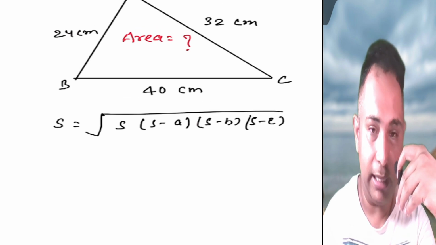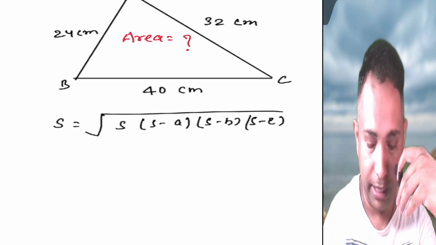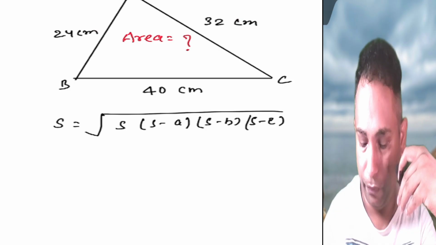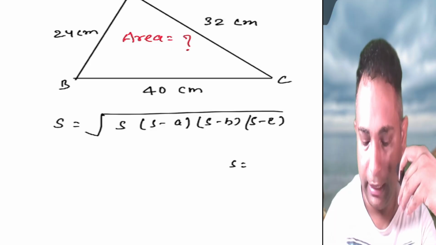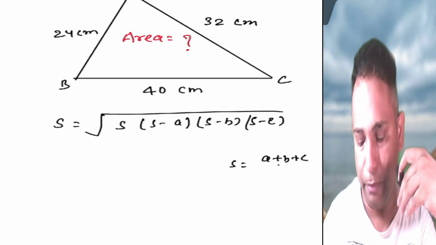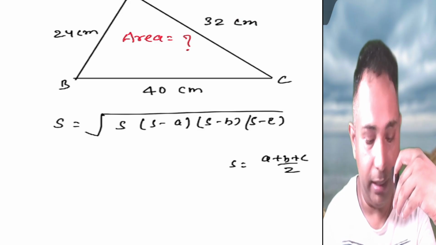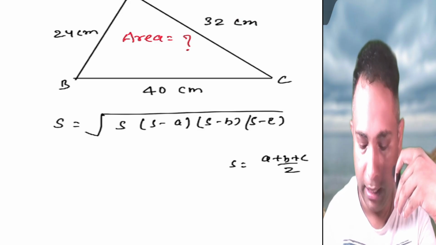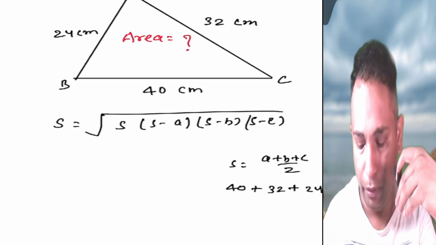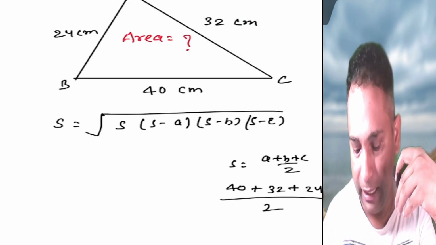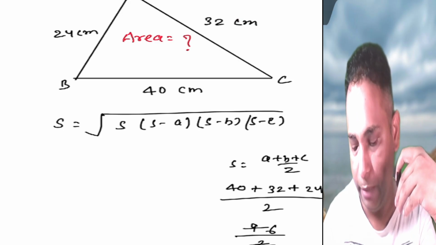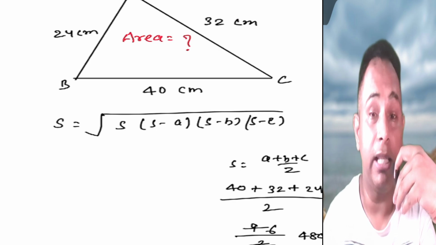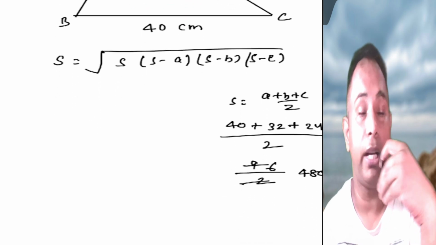In the question, you can see there are three sides. We are just calculating S. S is equal to A plus B plus C by 2. So we can write the corresponding sides: 40 plus 32 plus 24 by 2. If you add this, you will get 96 by 2. You divide by 2, you will get 48 centimeter. So we have got the value of S, that is 48 centimeter.